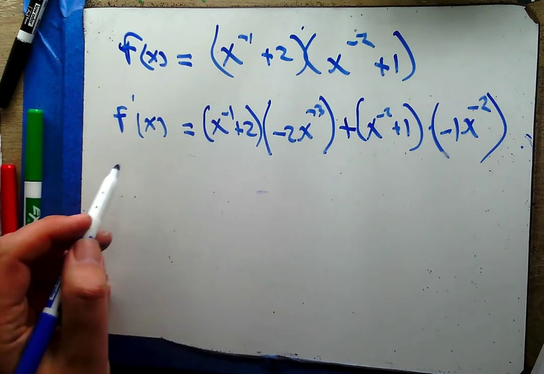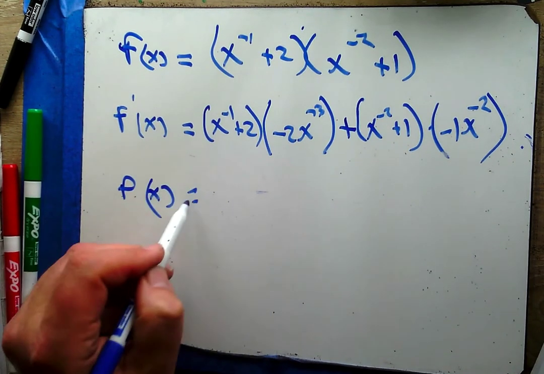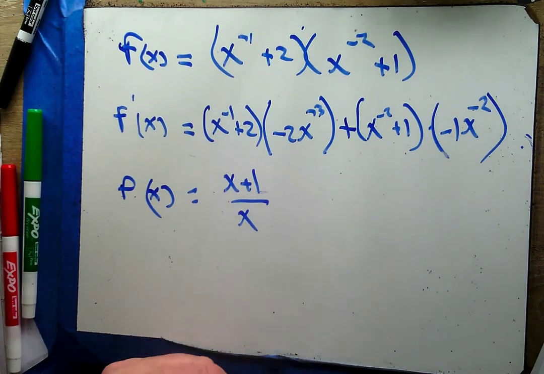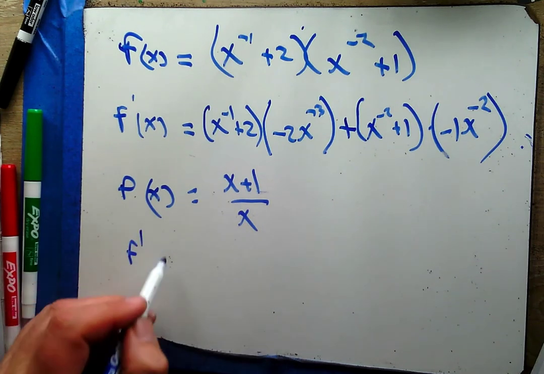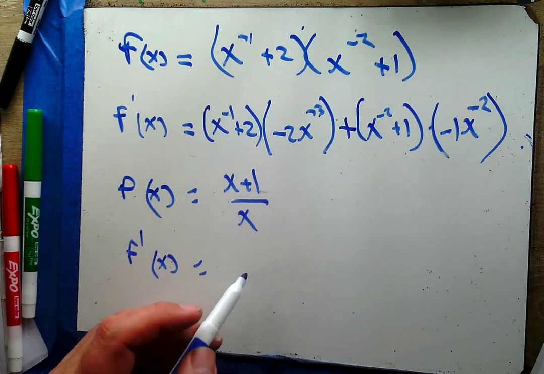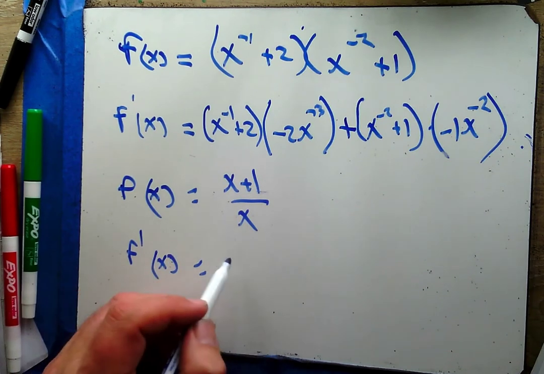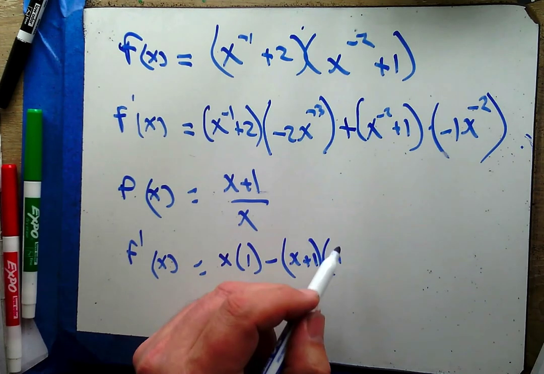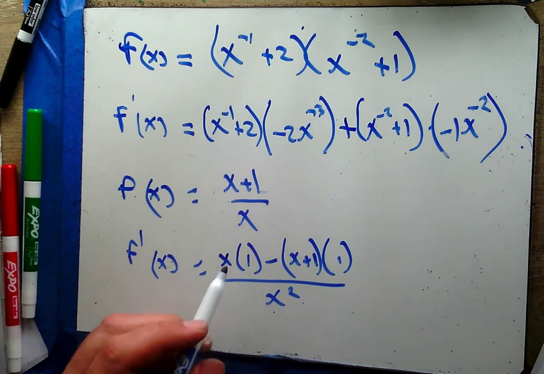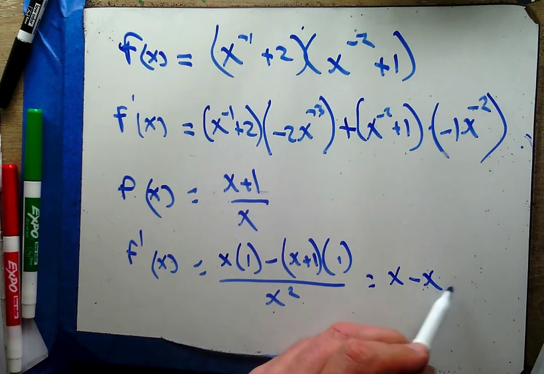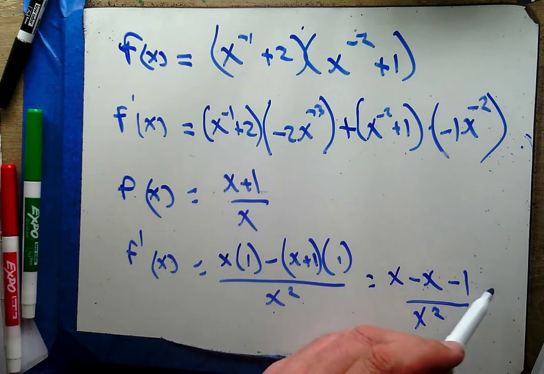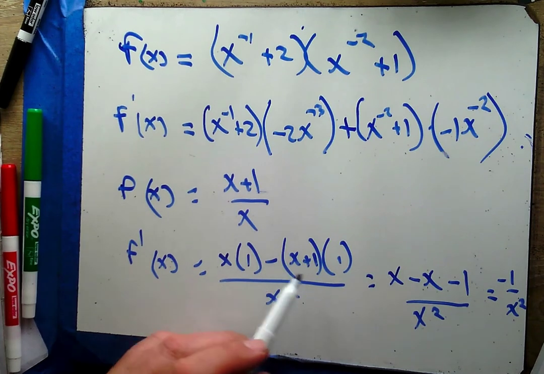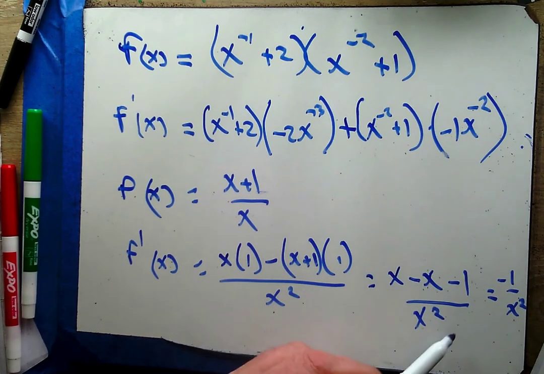Okay, how about this one? F of x equals x plus 1 over x. Please use the quotient rule. Okay, so this is going to be low d high minus high d low over low squared, which is going to be x minus 1 over x squared, or negative 1 over x squared. I think I did that right. That went very fast. Yeah.